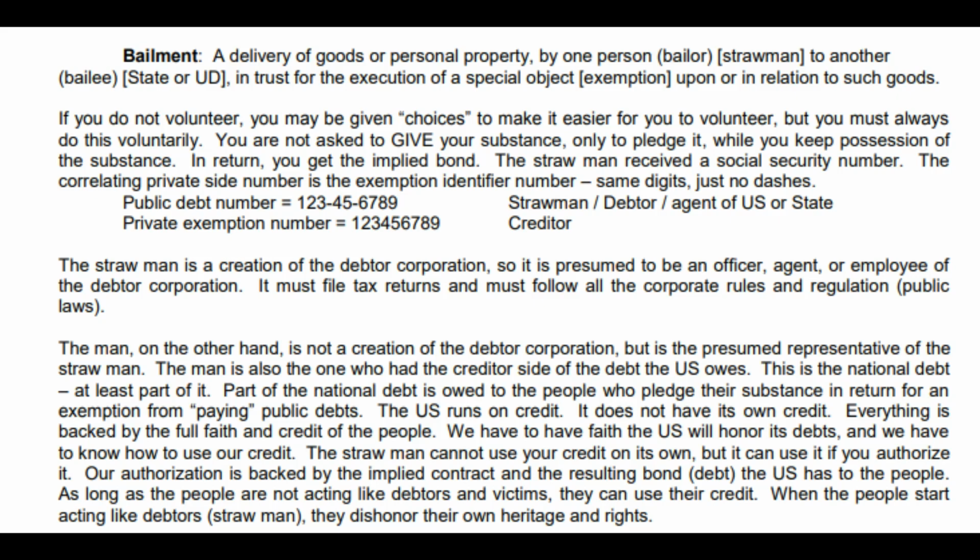The straw man cannot use your credit on its own, but it can use it if you authorize it. Our authorization is backed by the implied contract and the resulting bond debt the U.S. has to the people. The U.S. has a debt to you. It owes you money because you have been crediting it by everything that you do. Every time you've ever given your social, you're essentially funding the country with whatever you give your social to. And it's funny how they treat you like the asshole, right? It's crazy. As long as the people are not acting like debtors and victims, they can use their credit. When the people start acting like debtors, strawmen, they dishonor their own heritage and rights, which is true.